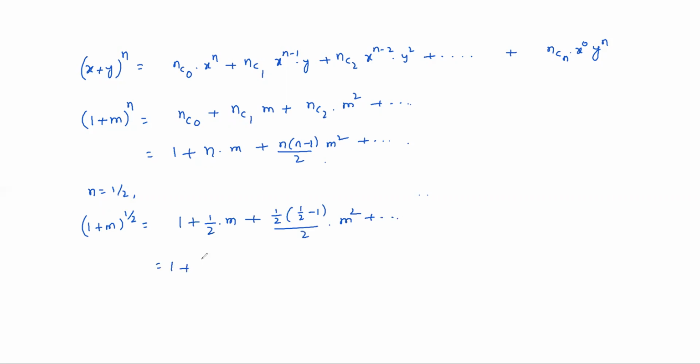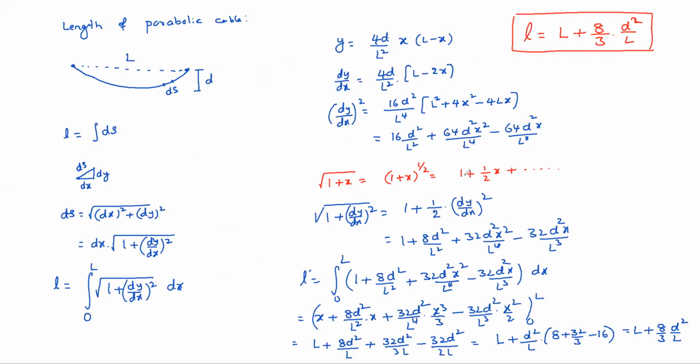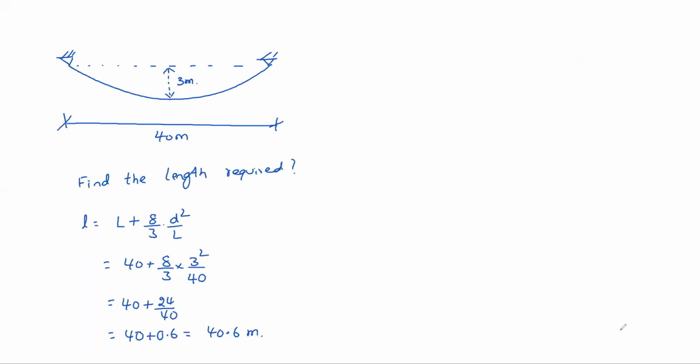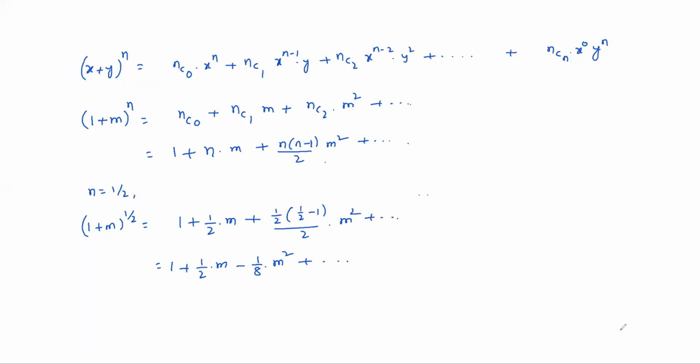That equal to 1 plus 1 by 2 m plus half into half minus 1, that means minus half, minus 1 by 8 m square and so on. Okay, so we have taken here first two terms. In our formula here we have taken only up to 1 plus 1 by 2x. First two terms only we have taken. So for any power you can derive like this. This is Bernoulli's formula, I think, right?